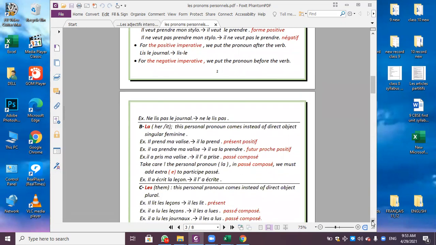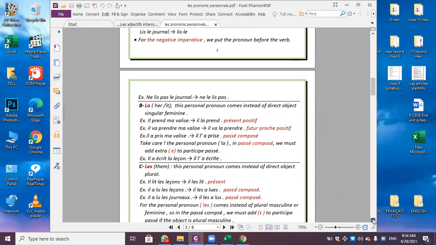La means him, her, or it. This personal pronoun comes instead of direct object, singular feminine. Elle prend mon stylo, il la prend. Elle va prendre ma valise, elle va la prendre. Il a pris ma valise, il l'a prise. Here, take care with passé composé with la. We add an extra e referring to the fact that the word removed is singular feminine.